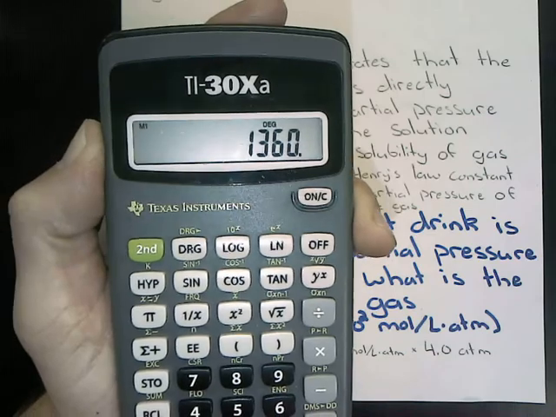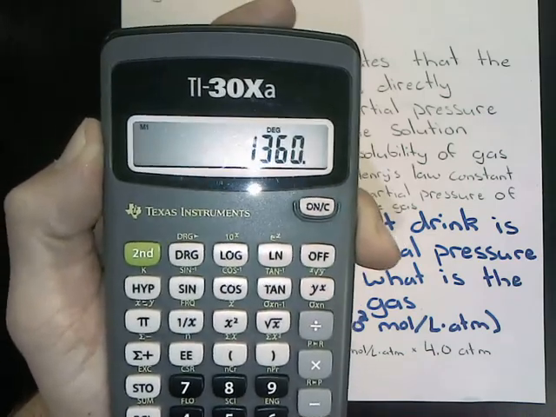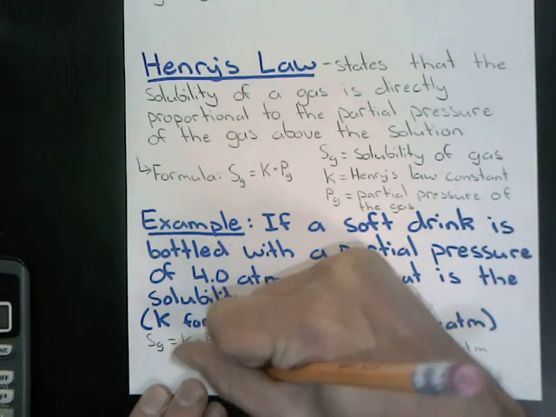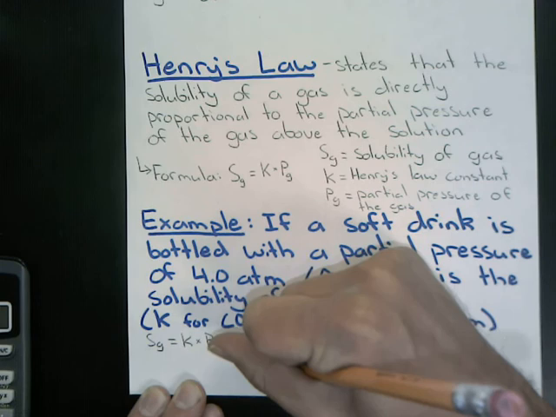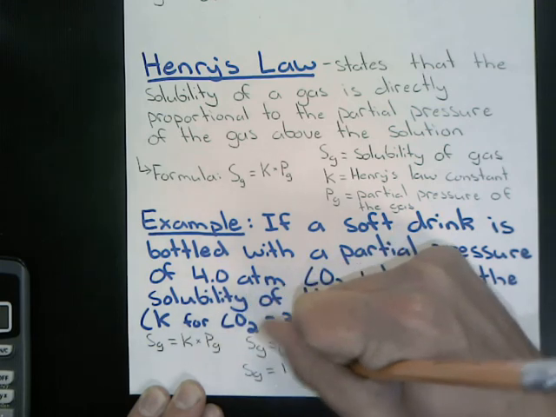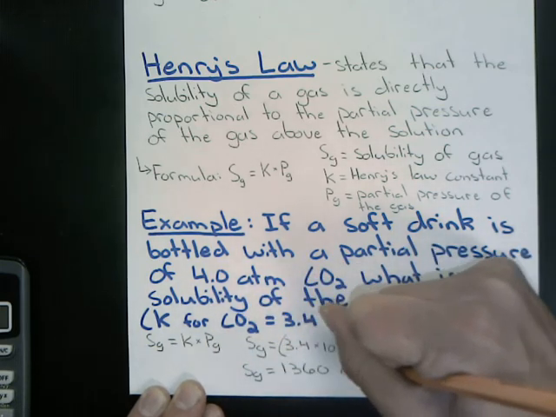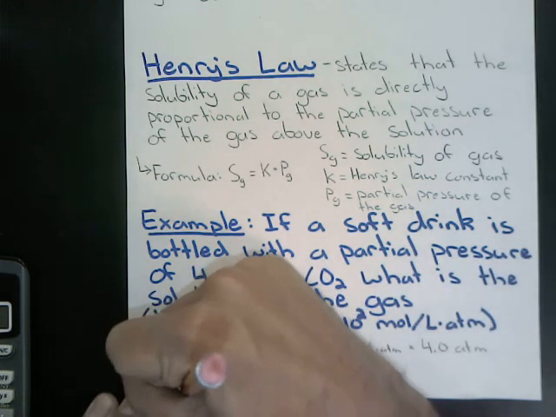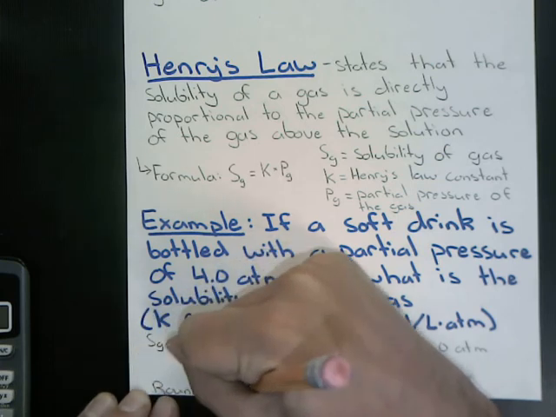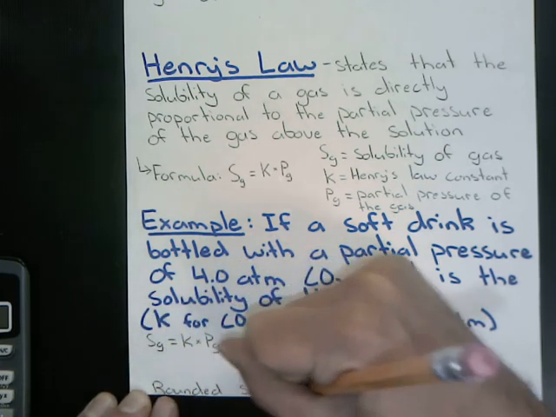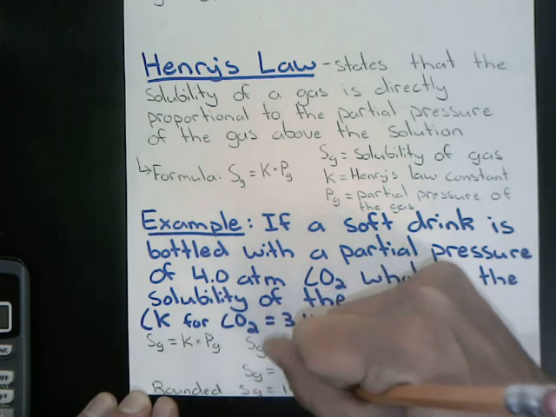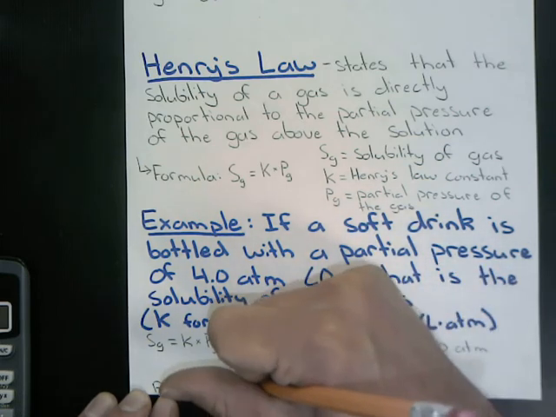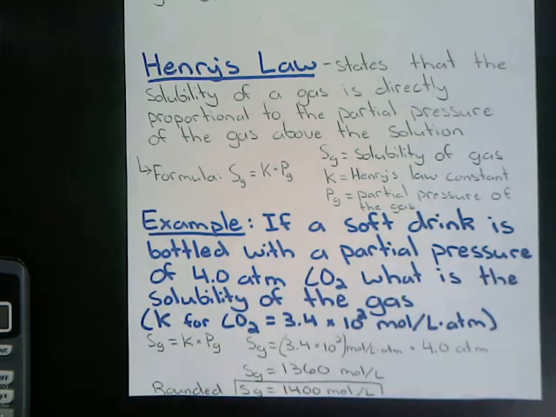So the solubility of the gas is 1,360, and then we round that to significant digits. What pops out in your calculator is 1,360 moles per liter. But if you round this to the correct number of significant digits, the solubility of the gas would be 1,400 moles of CO2 per liter. And so that would be your ultimate rounded answer there.